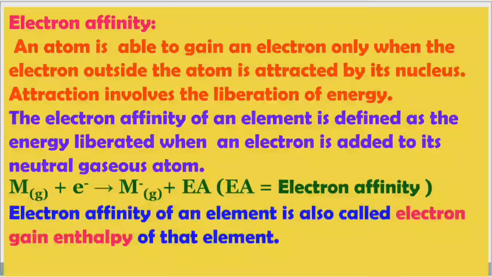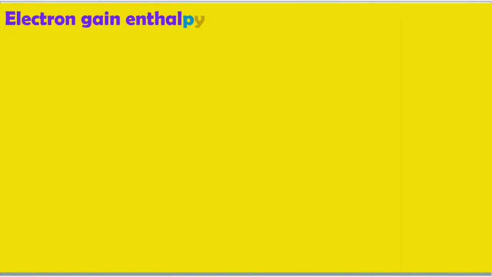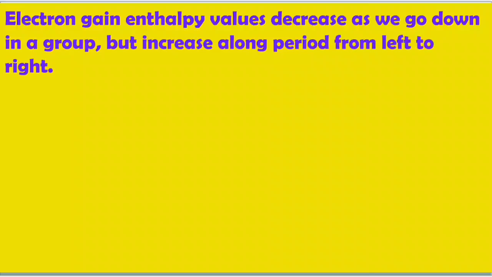Electron affinity of an element is also called electron gain enthalpy of that element. Electron gain enthalpy values decrease as we go down in a group. Similar to ionization energy, electron gain enthalpy values decrease from top to bottom in a group and increase along a period from left to right.